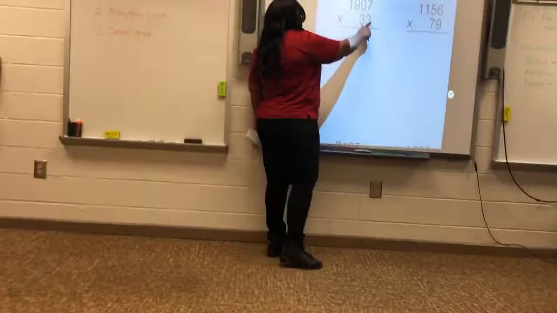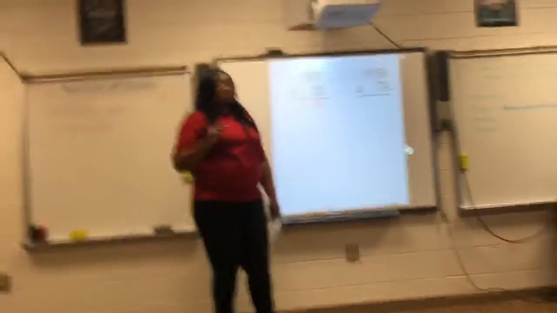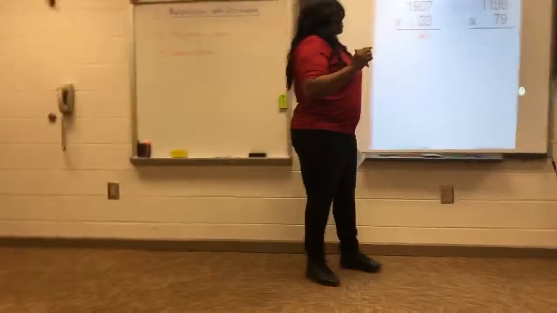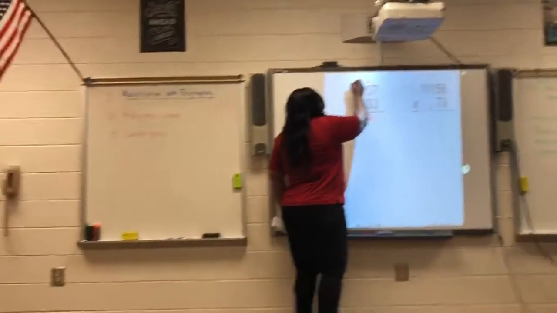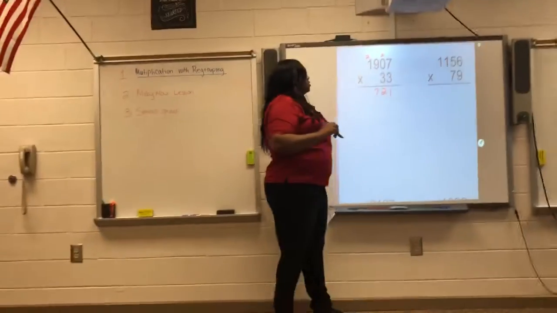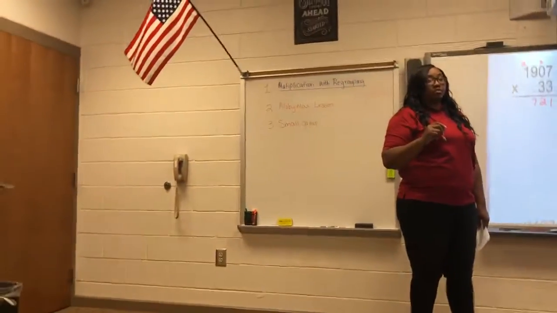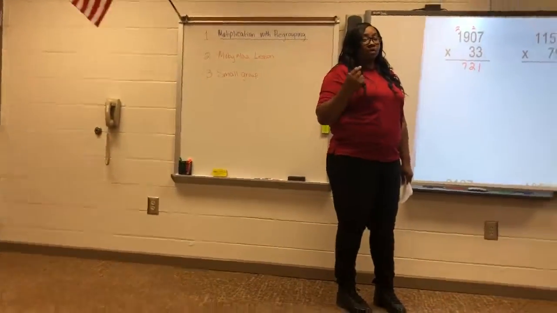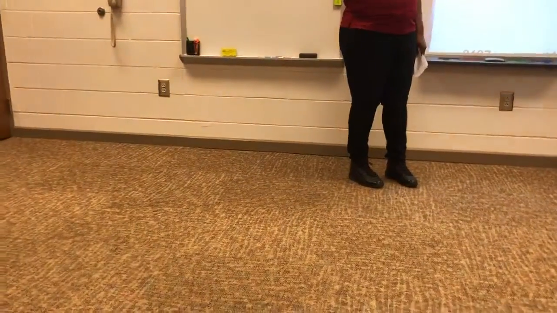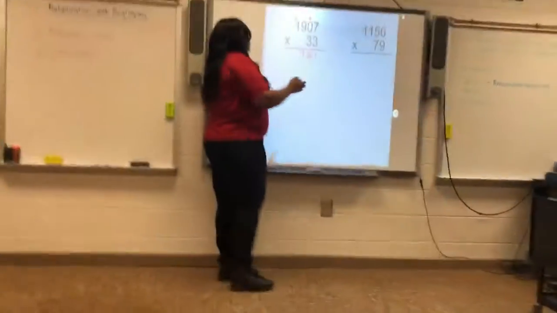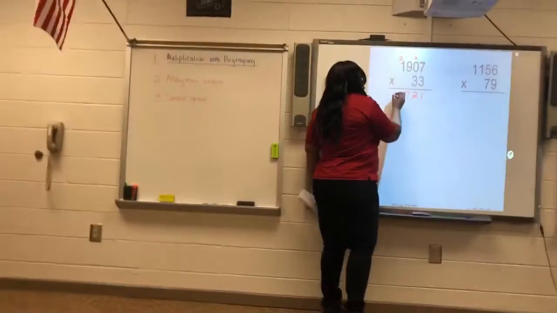Now we're going to multiply 3 times 9. 3 times 9 gives us 27. So we'll put our 7 in this column, and we'll carry our 2 here. Now we're going to multiply 3 times 1. 3 times 1 is 3, plus 2 gives us 5.